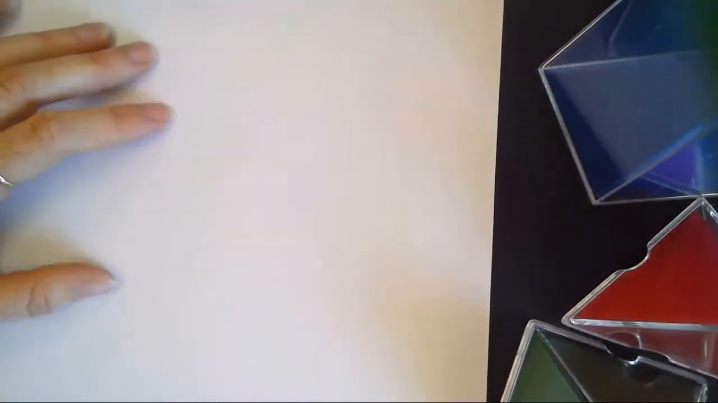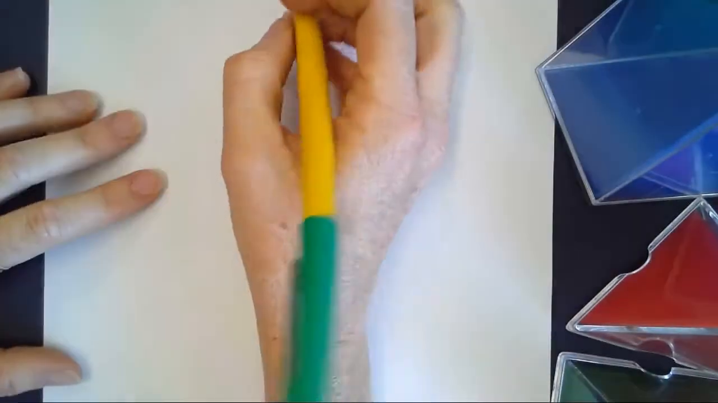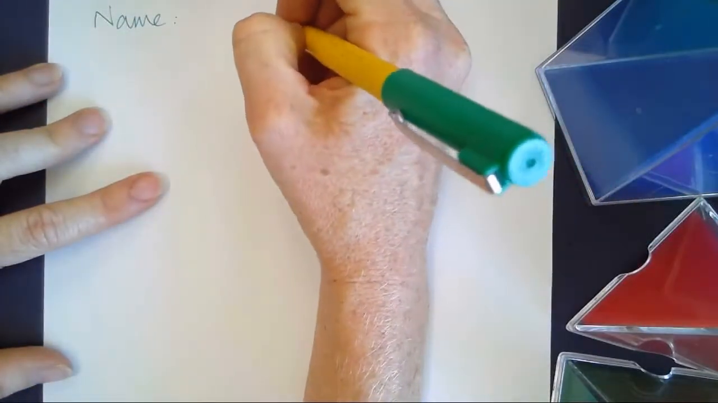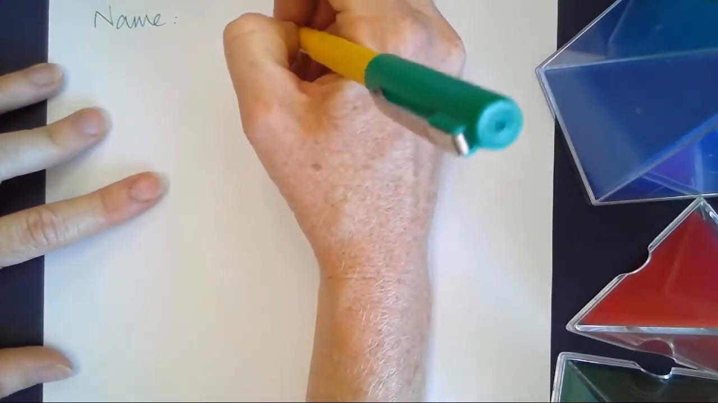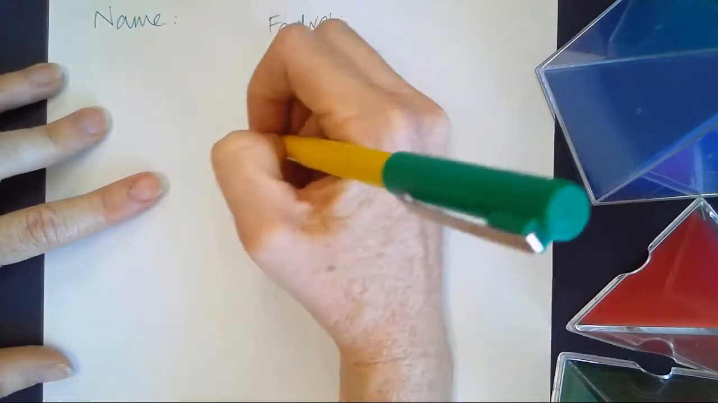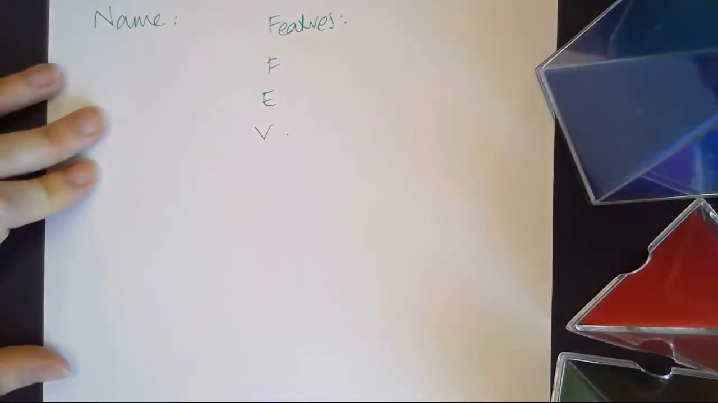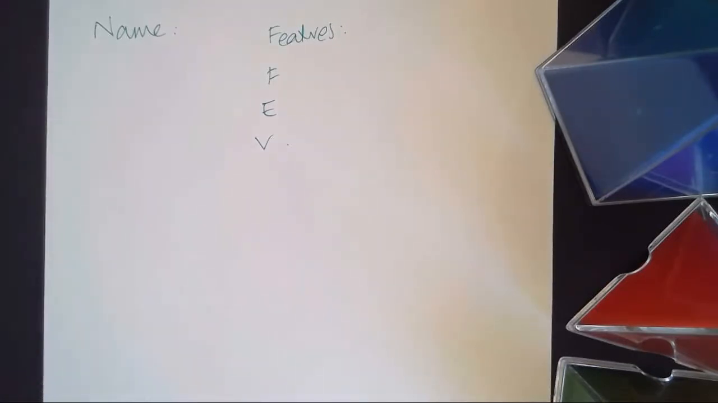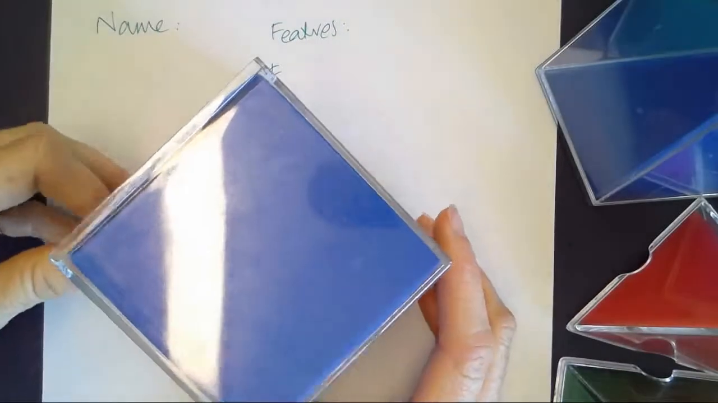So I'm going to talk about the features now. I'm going to have the name of the shape, and then the features. We're talking about faces, edges, and vertices. And I'm going to try and do that for 8 shapes here, so we'll see how we go. I'm going to talk about the net as well, which I'll get to in a second. So the first kind of shape we've got, we call a cube.